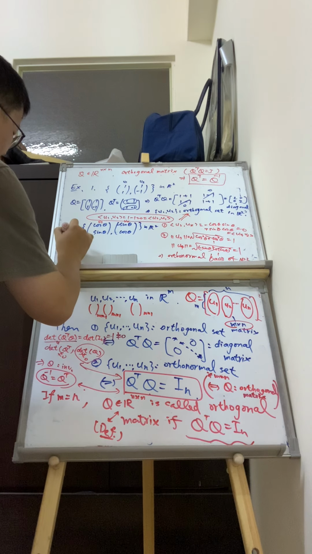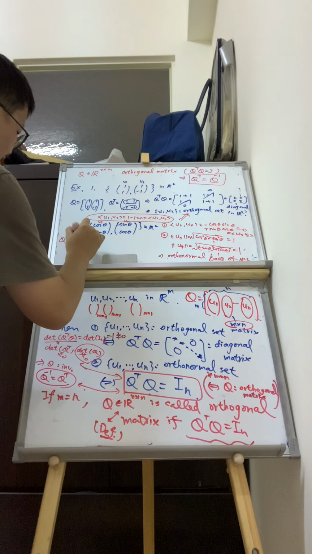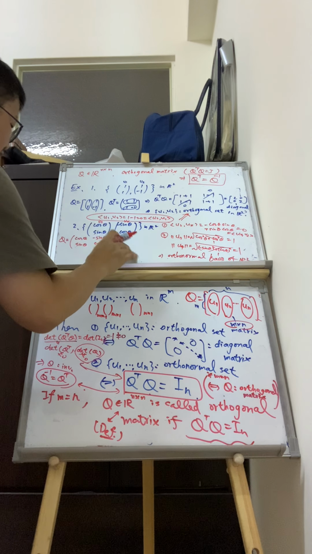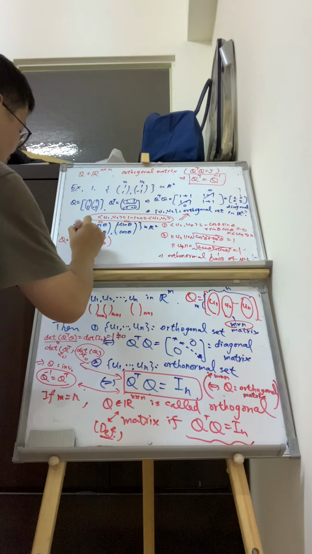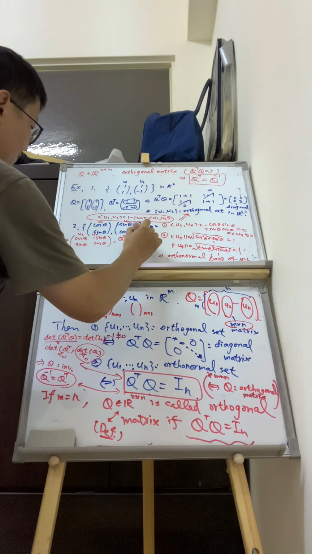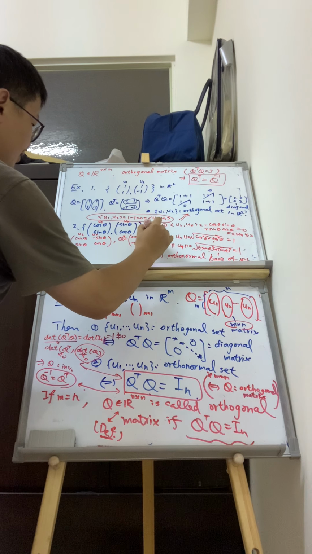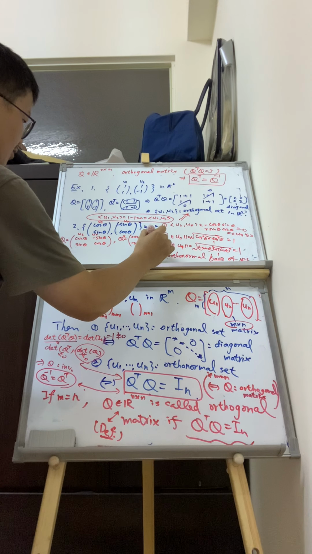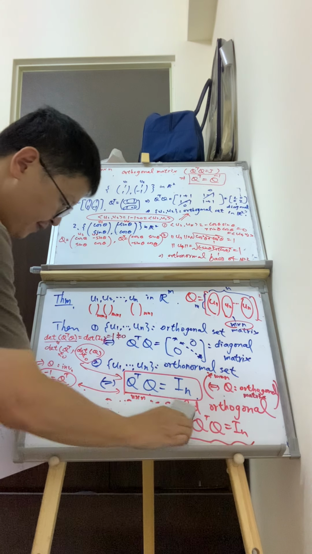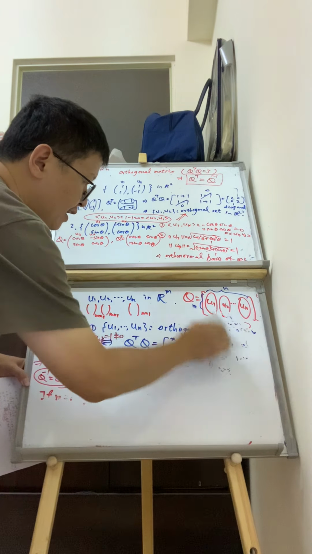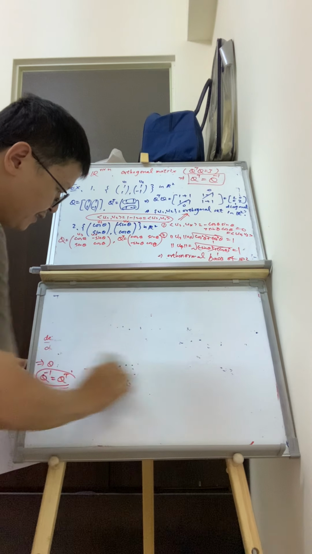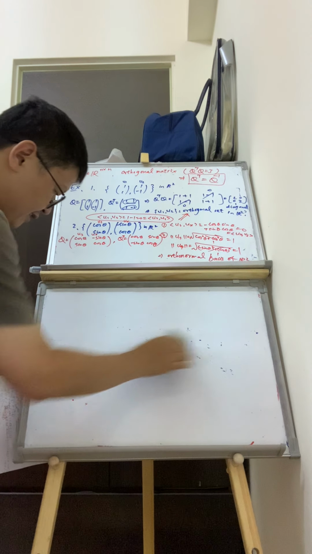And we still have another way. Let Q be U3, U4, so it's cosine theta, sine theta, negative sine theta, cosine theta. I mean, we have two ways to derive this result. And the Q transpose is exactly cosine, negative sine, sine, cosine. Now, if we want to show it's an orthonormal set, we should show that Q transpose Q is the identity.